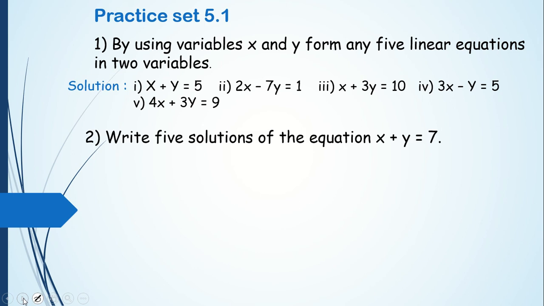Write 5 solutions of the equation x plus y is equal to 7. Any 5. So here 5 plus 2 can give me 7, 1 plus 6 can give me 7. So like that we will have to choose values for x. 0 plus 7 will give me 7. So here x we can choose as 1 and y we can choose as 6. Then 1 plus 6 gives me 7. That is one solution of this equation.